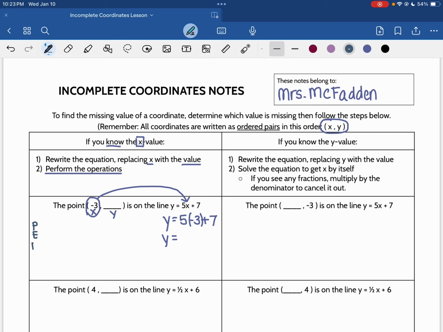I don't see parentheses or exponents, but I do see multiplication, so I'm going to do that first. 5 times -3 is -15. And then we're just going to drop down the +7, because we didn't change anything with that yet. And then I don't have division, so addition will be my last step. -15 plus 7 is -8. And I'm going to do two things. I'm going to write y equals -8. And I'm going to write -8 as the last part of the coordinate up here so that I know.